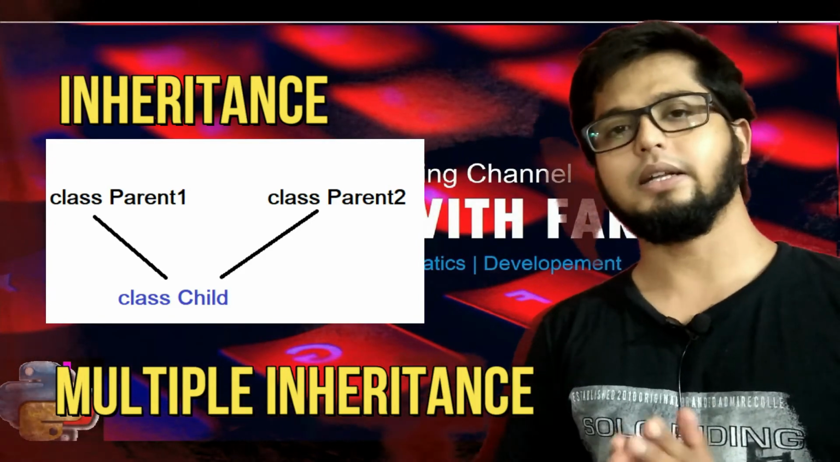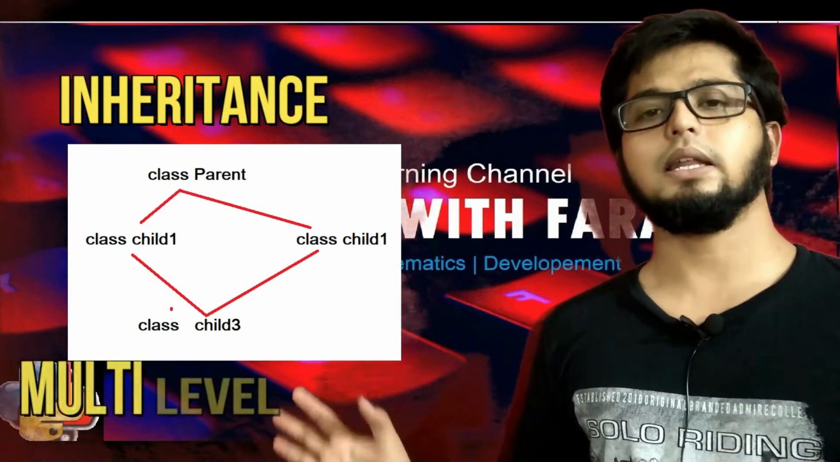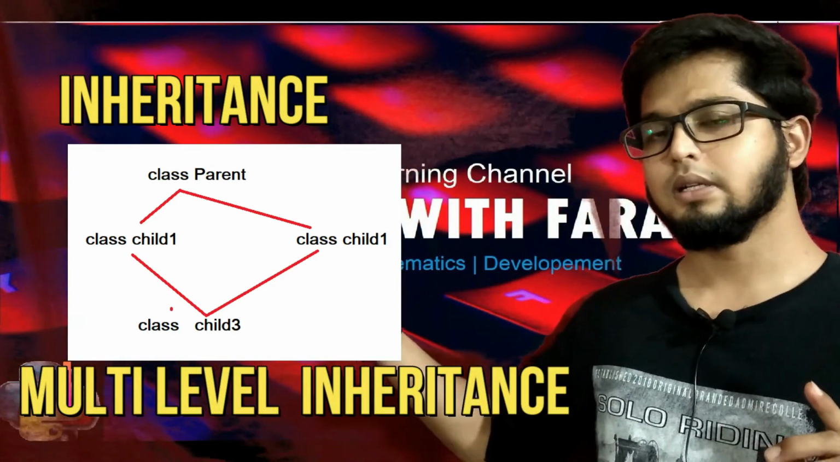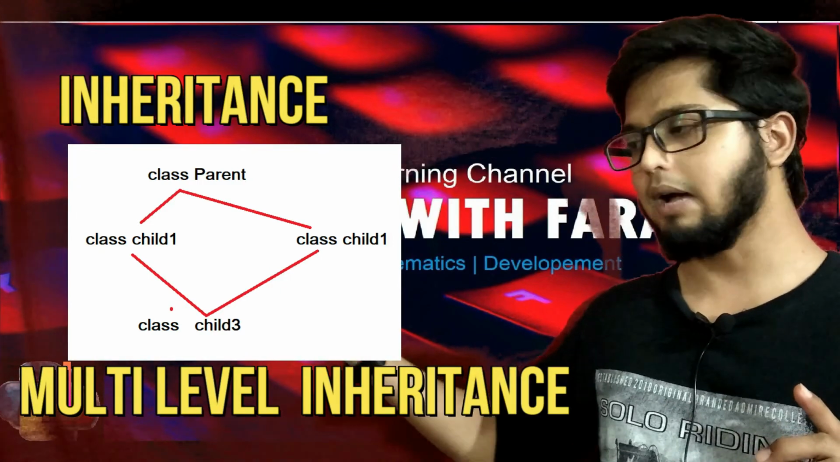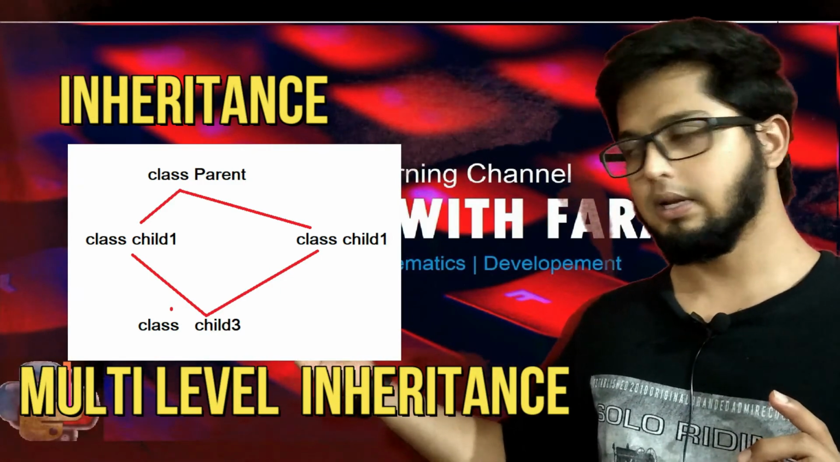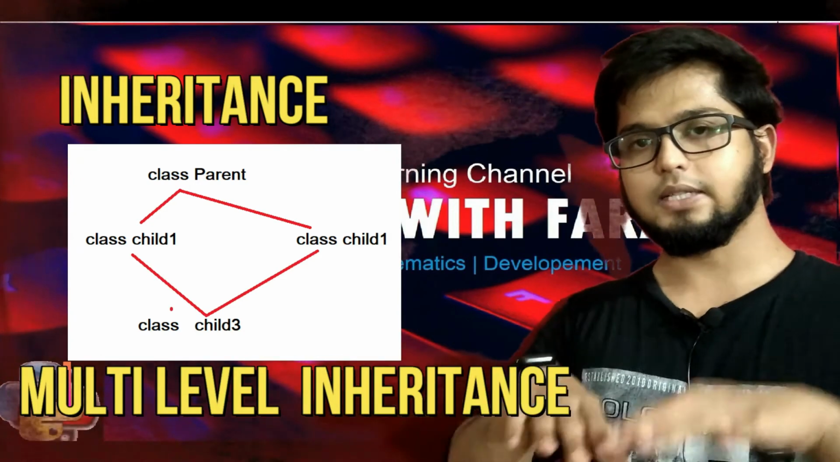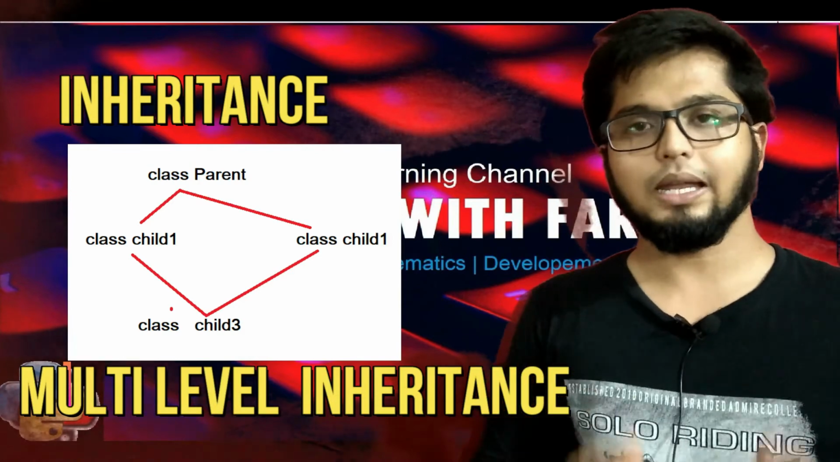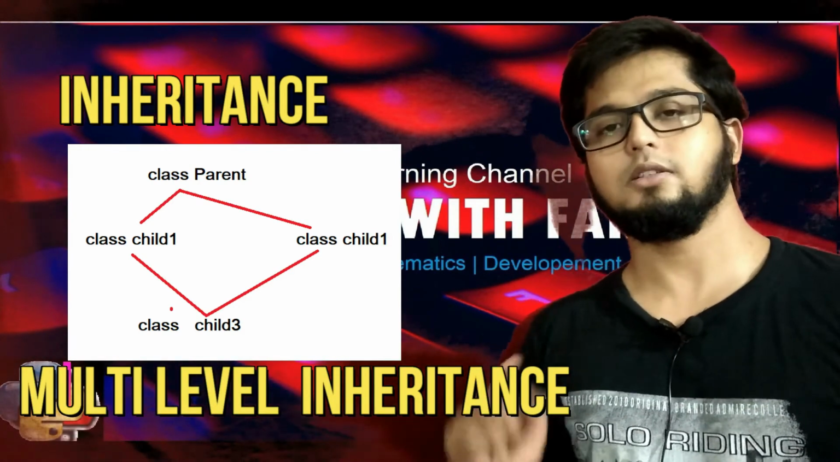And the third is called multi-level inheritance. I have a parent, that parent has two children, and one of those children has a child again. You can see the levels here. I will explain these inheritances with examples in the implementation part. The main advantage of inheritance is code reusability.